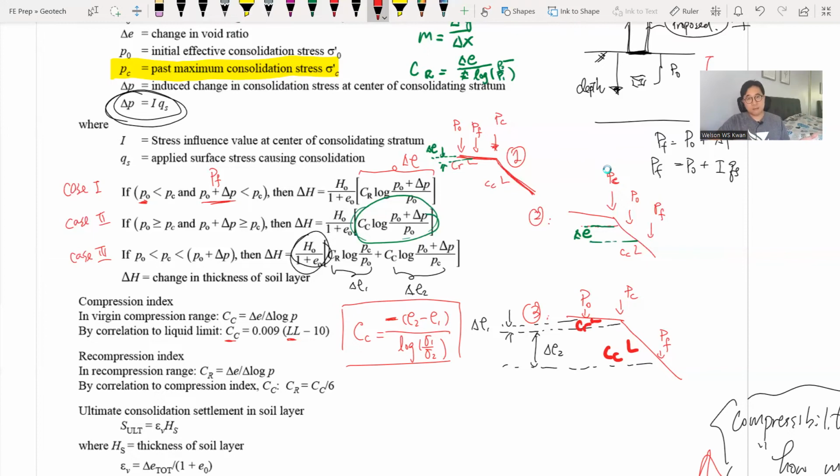So for the FE exam, when you see the keywords liquid limit and C sub C, then you can record this formula, compression index and liquid limit. You can record this formula.